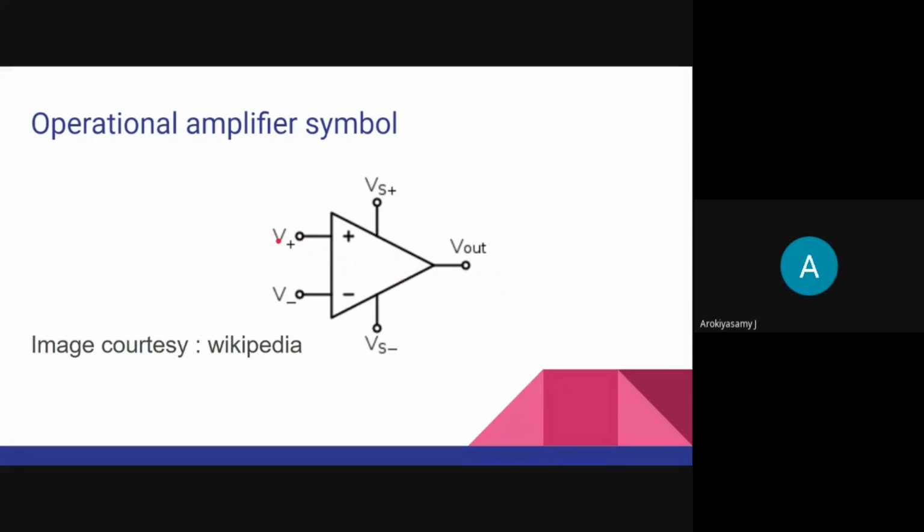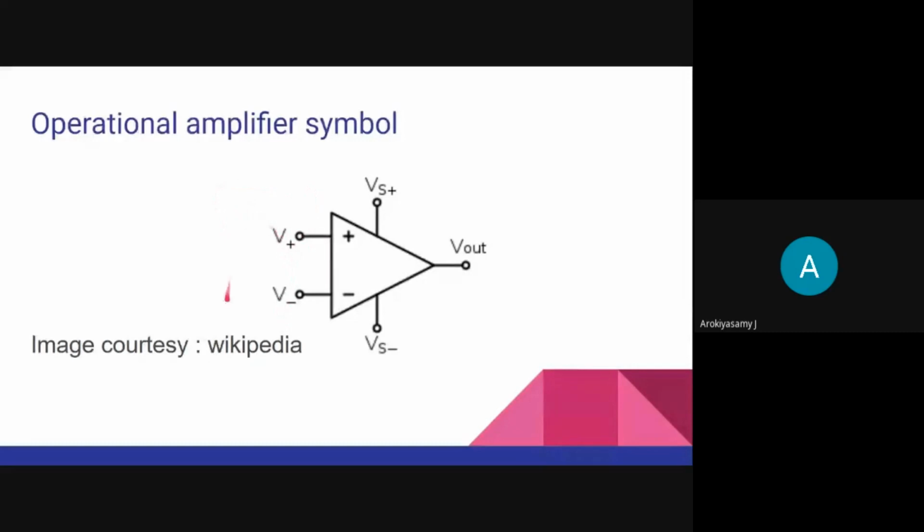So the output signal is in phase with the non-inverting input. V plus is called a non-inverting input. Non-inverting means no phase inversion. The output just follows the input. So there is no phase difference between the output signal and the non-inverting input. This is the function of the non-inverting terminal.